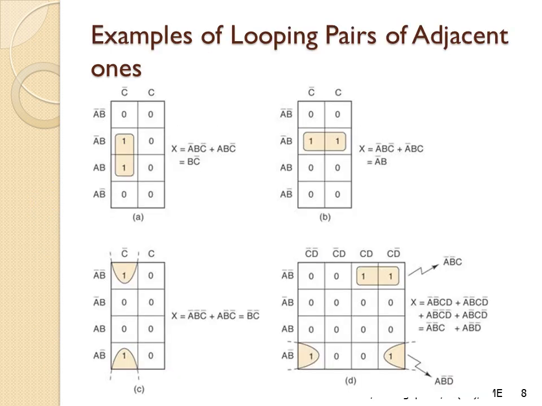Now, an example of looping pairs of adjacent ones. Adjacent ones are the ones that are next to each other. So the first one is BC dash because there are just two. So there's a horizontal one.